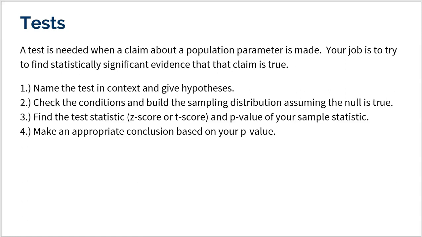Now here we could actually build that sampling distribution, because remember, we build that sampling distribution on the idea that the null hypothesis is true. And if we know that the null, or at least believe that the null hypothesis is true, then we could go ahead and build that sampling distribution. Then we could find the test statistic, either a z-score or a t-score, and the p-value of our sample statistic. And then we can make an appropriate conclusion based on our p-value. Again, I'm not going to reteach how to do all that. I've done it several times now, but that is how you conduct a test, whether it be for one proportion, one mean, or the difference between two proportions, or the difference between two means.